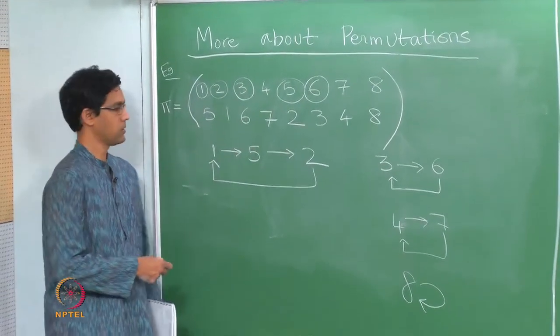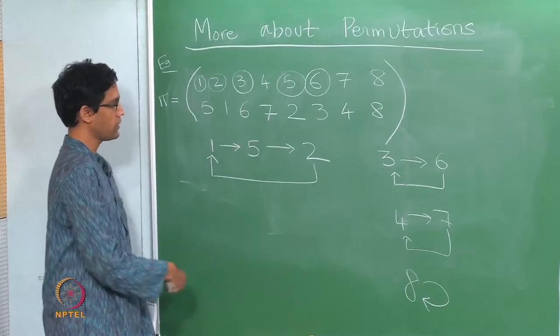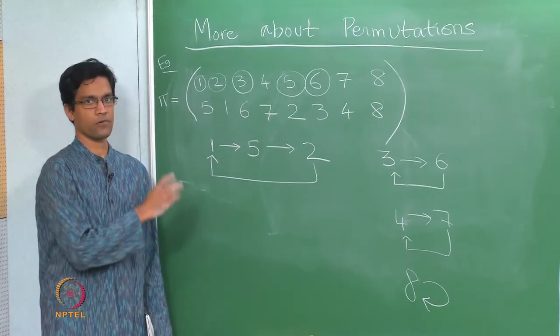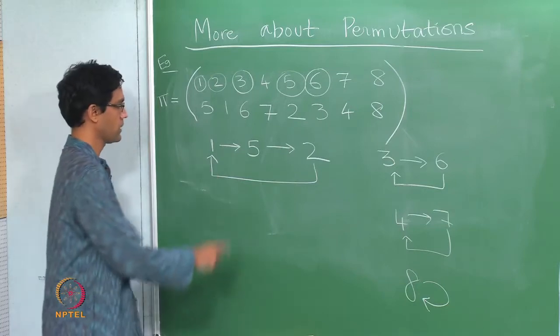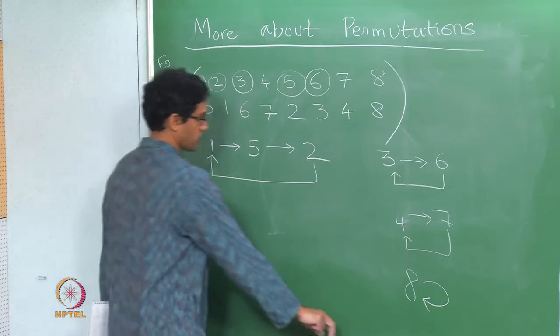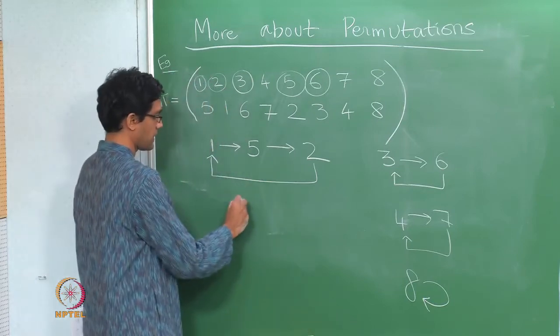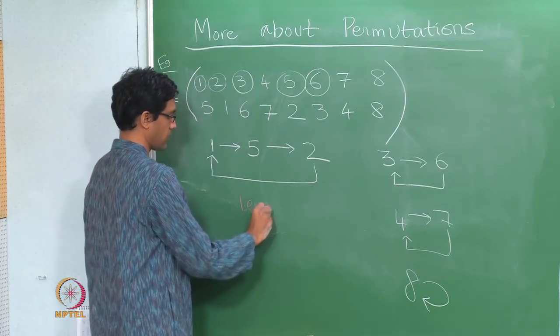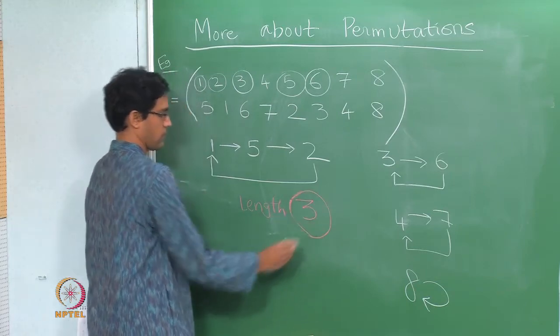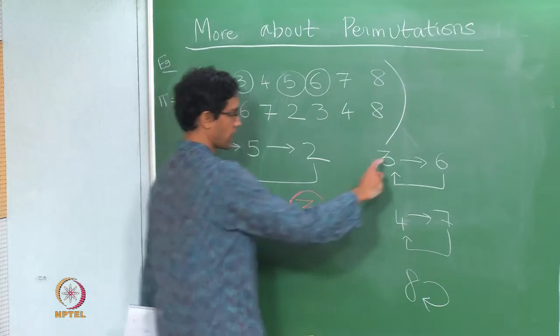Okay. Now this picture that I have drawn here is not that of a single cycle, but rather of 4 different cycles. So I have here a cycle of length 3. Let's keep track of the lengths of the cycles. Here I have a cycle which has 3 numbers, so I'll call that a cycle of length 3. This one here is a cycle of length 2.